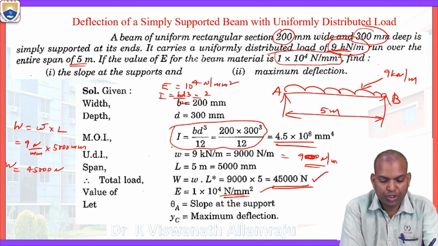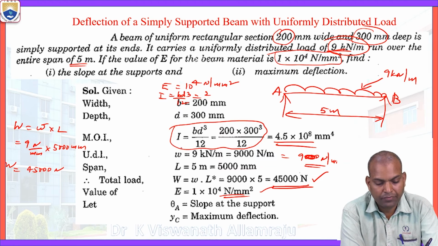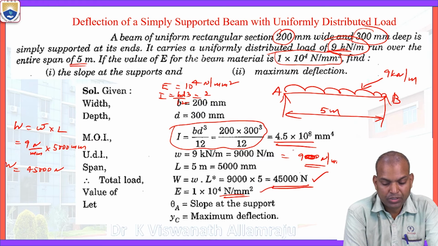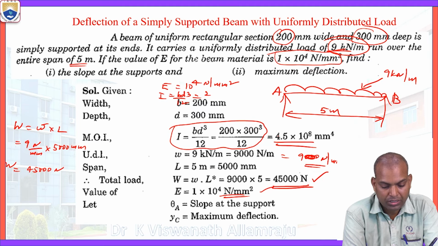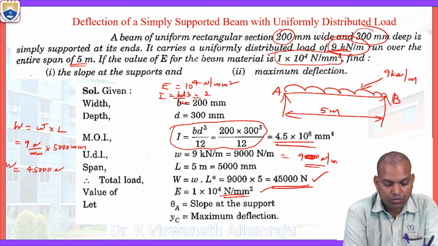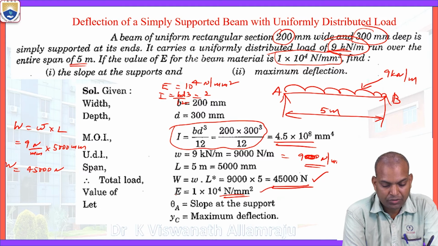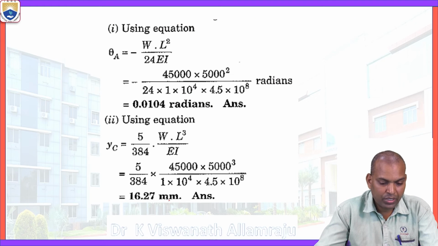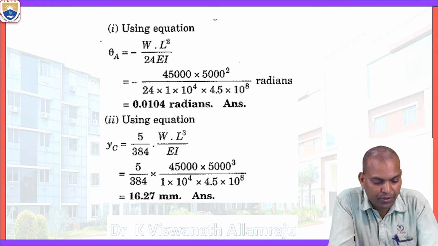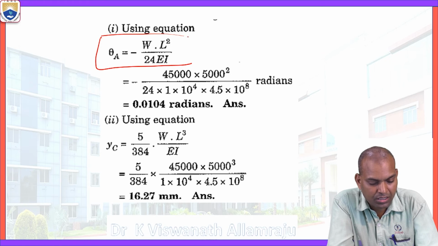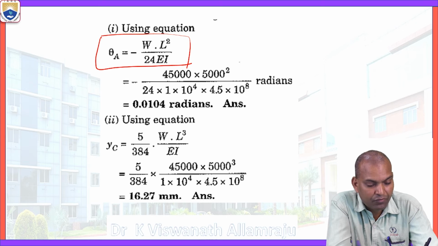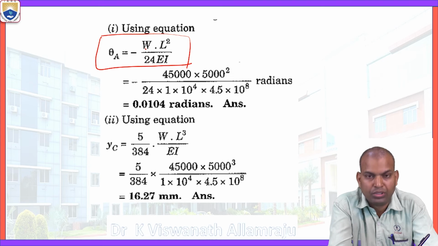I equal to BD cube by 12 from the concepts of second moment of area. That is 4.5 times 10 power 8 millimeter to the power 4. So now here E equal to 1 into 10 power 4 Newton per square millimeter. Now calculate theta A and YC. What is the theta A formula? The theta A equation is negative of W L square by 24 times EI. Here W is the total load.